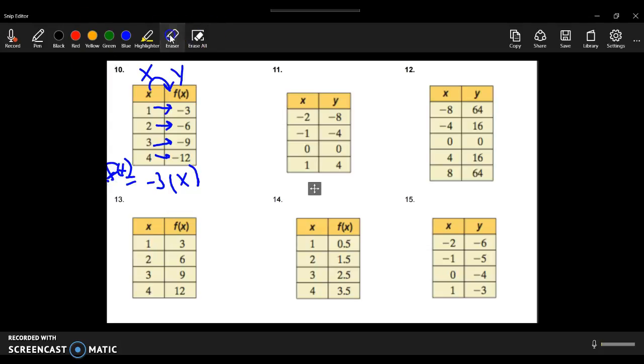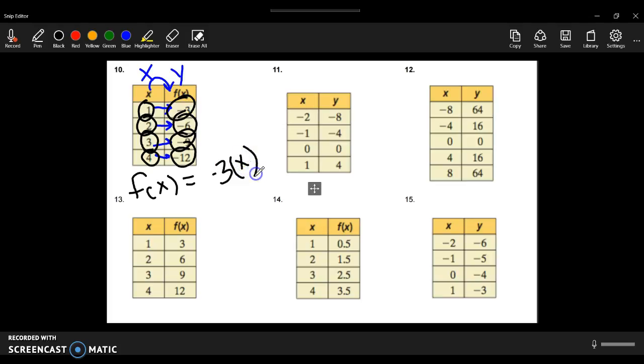I know that's not the easiest to read. Let me rewrite this after I swung and I missed. But as you can see, if you take this 1 and times it by -3, you get -3. If you take 2, times it by -3, you get -6. If you take 3 and times it by -3, you get -9. If you take 4 and times it by -3, you get -12. So f of x for this one equals -3 times x. And that would be my function rule for this thing.